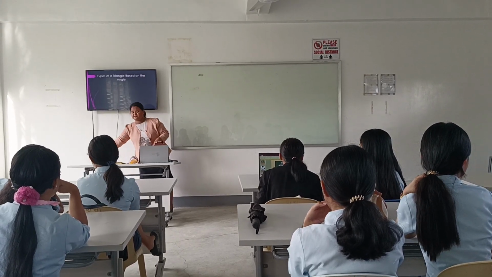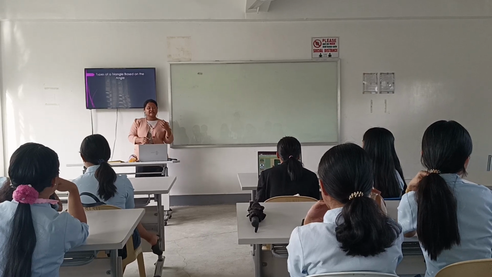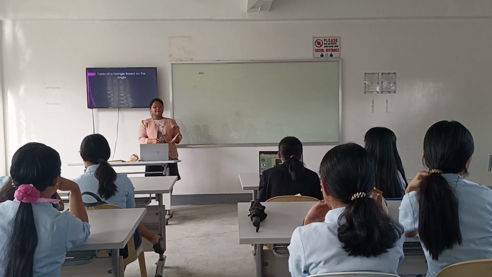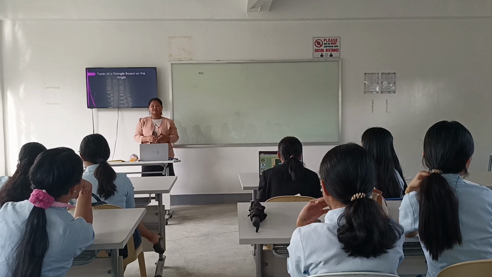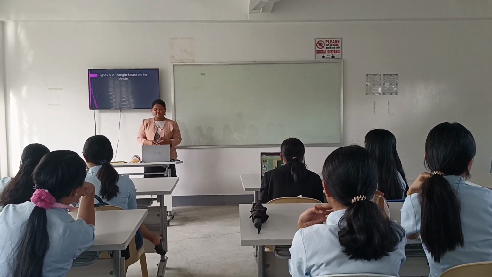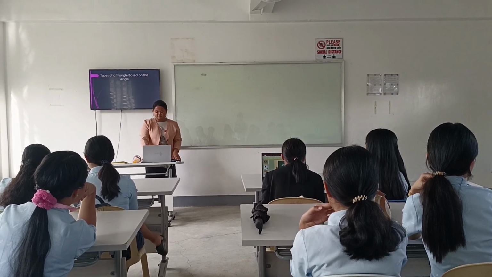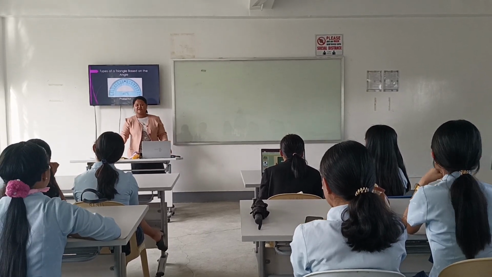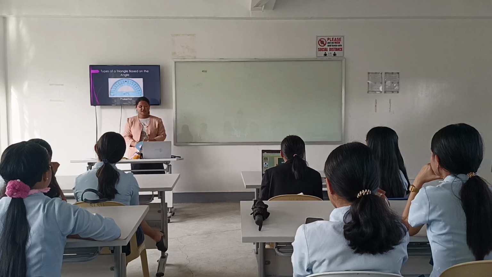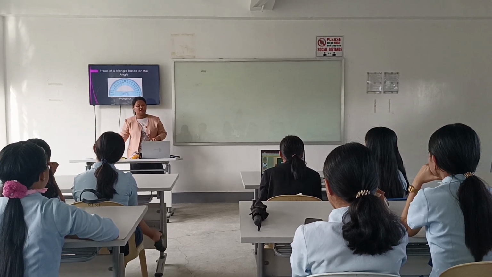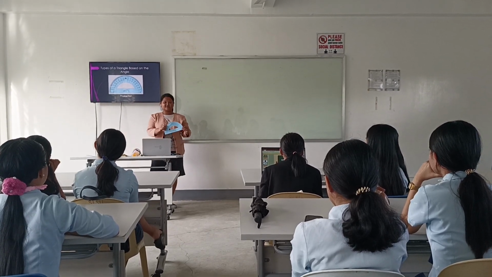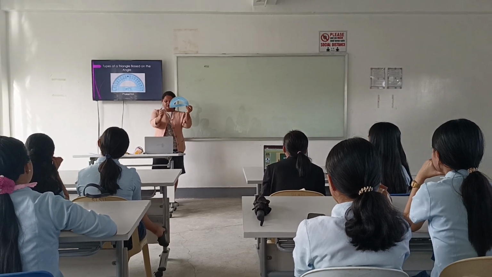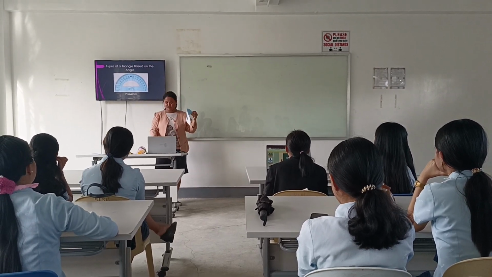So there are three types of triangle based on its angle, and also three types of triangle based on its sides. So you can know the measure of the angle of the triangle by using what is this? Very good.